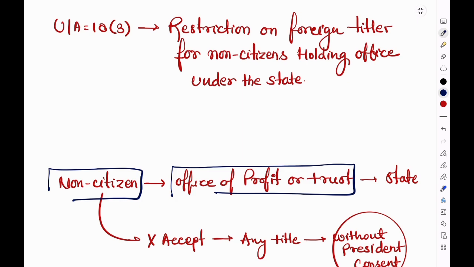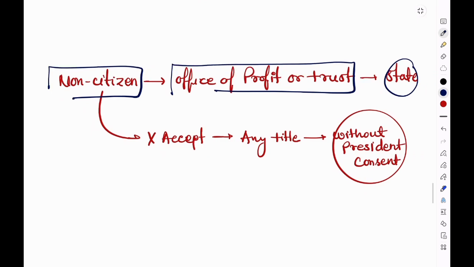So an office of profit or trust is something like a position under government, a public office carrying responsibility, an office involving the confidence of the state, or an office connected with public duties under the central government, state government, or some government department, etc. So they cannot accept any title without the consent of the President. The President's approval is mandatory here.